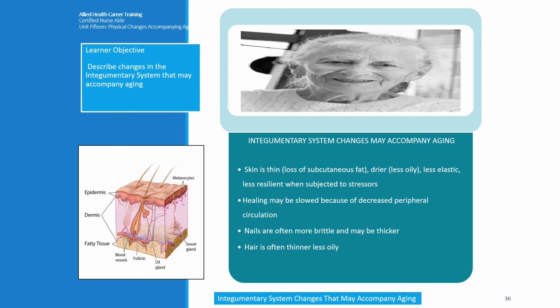So as we age, the skin is a lot thinner. You see in that picture the epidermis and then the dermis and then that fatty tissue underneath. So we have that loss of subcutaneous fat and our skin is a lot drier. There's less oils being secreted from our skin. It's also less elastic and less resilient when subject to stressors. That's why it's a lot easier for somebody that's older to get a skin tear or pressure sore. Our healing may be slowed because of decreased peripheral circulation and also because of that decreased fat pad.